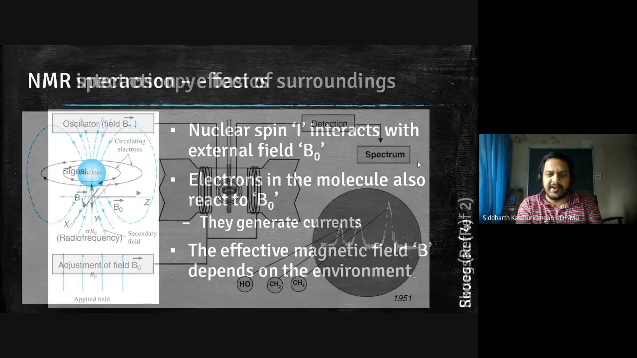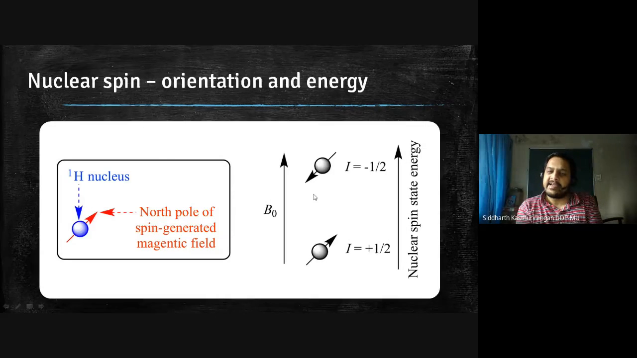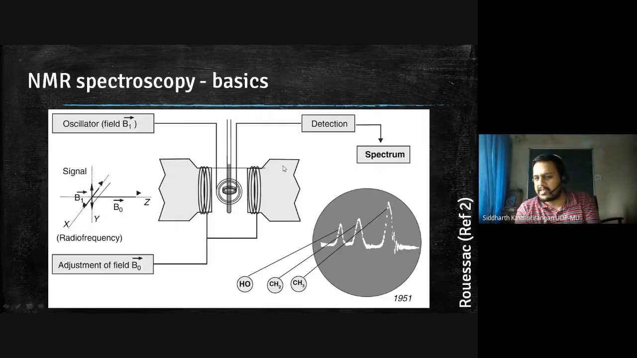Why do you get three different peaks for three different types of functional groups? This is CH3, this is CH2, this is OH. You get three different peaks. What do you mean by three different peaks? The hydrogen in OH, the hydrogens in CH2, and the hydrogens in CH3 are experiencing this resonance at three different frequencies. According to our original logic, that is not possible. When my magnetic field is fixed, everyone's resonance should be at the same frequency. Why does this not happen?